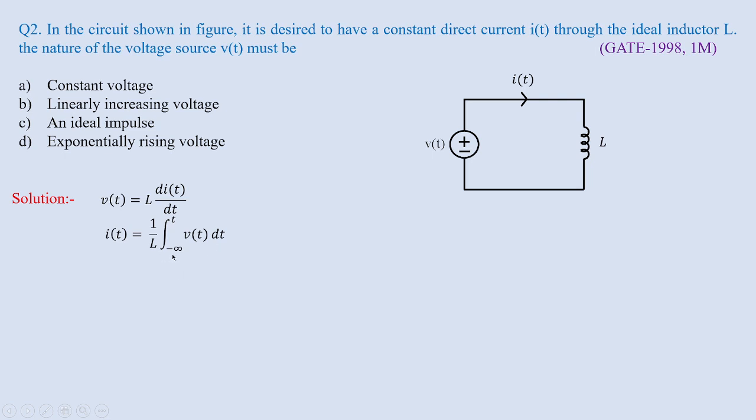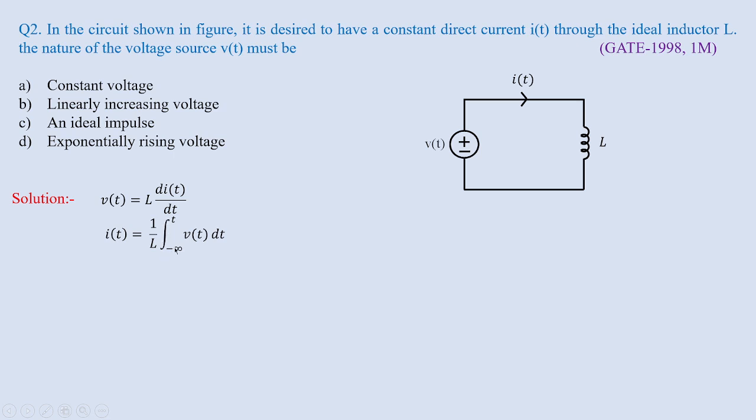Why have we taken the value as minus infinity to t? So that we should know what is the previous voltage that is being applied. So previous voltage, that is why we have taken minus infinity to the required value, that is t. So that is the limits have changed from minus infinity to t.